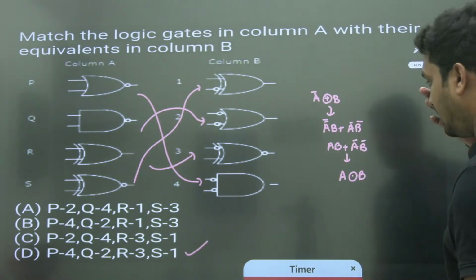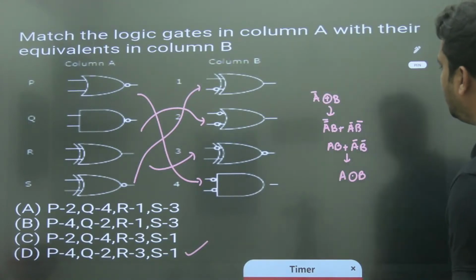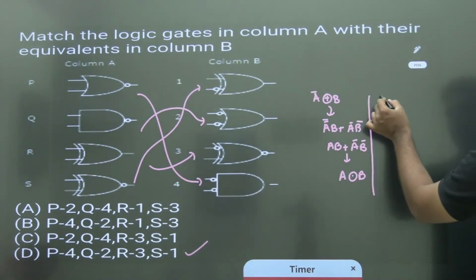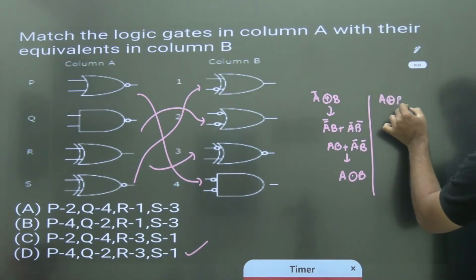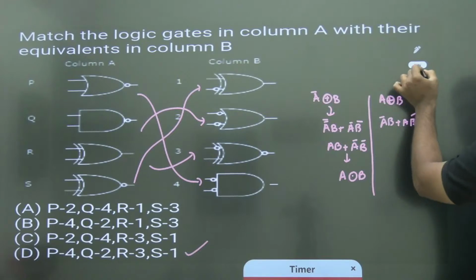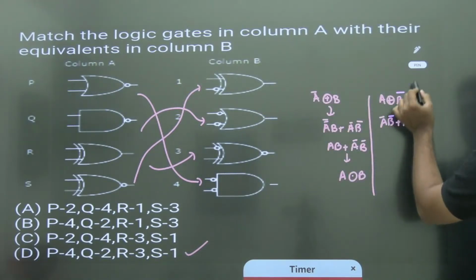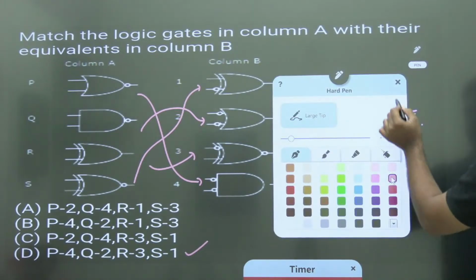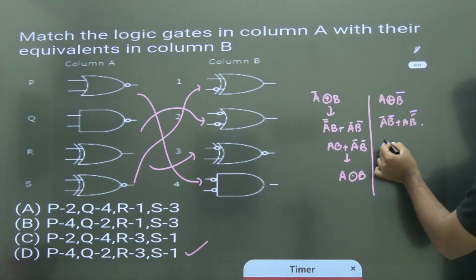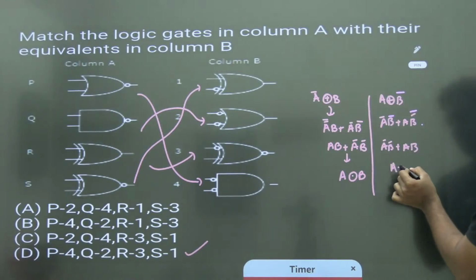So this is A XOR B. A XOR B is equal to A bar XNOR with B, or A XOR B. Suppose A XOR B is A bar B plus A B bar. Here, in place of B, take B bar. Then what happens? You can see A bar B bar plus AB. That is nothing but A XNOR B.